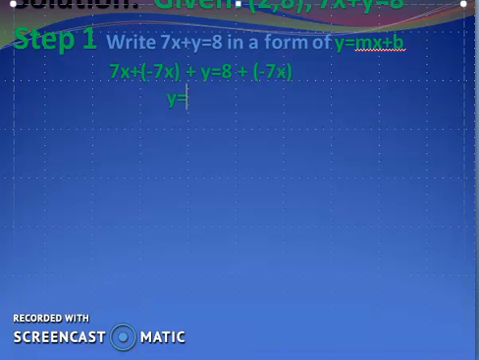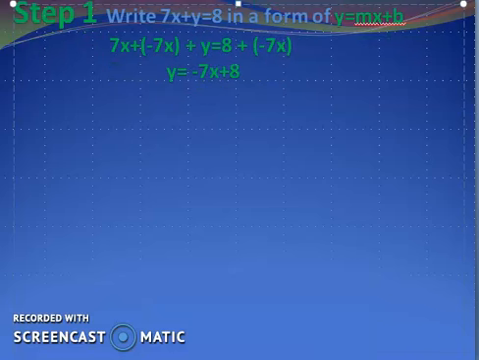y equals negative 7x plus 8. We need to write the variable term first before the constant because we are writing it in the form y equals mx plus b, where m is your slope. Here, the slope is negative 7 and your b, or your y-intercept, is 8.